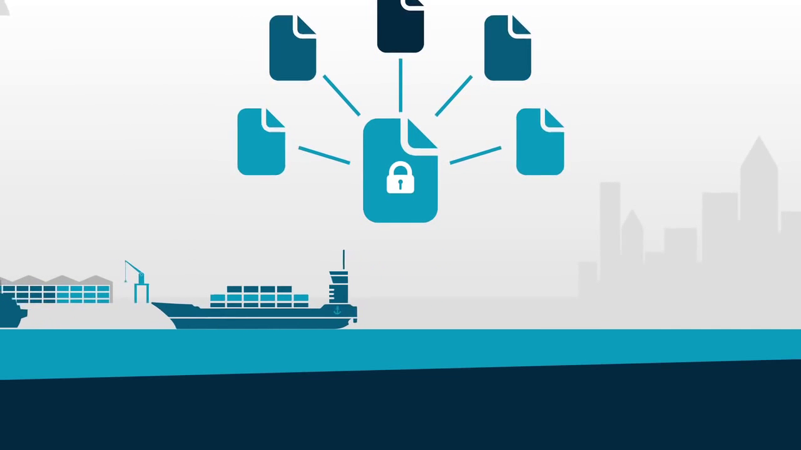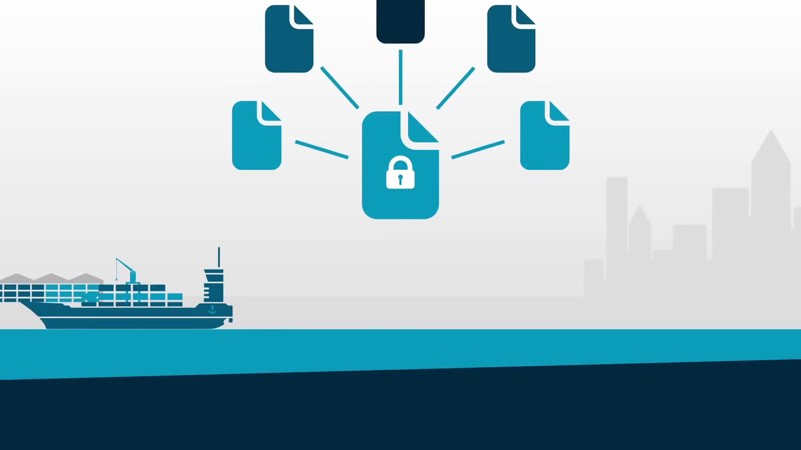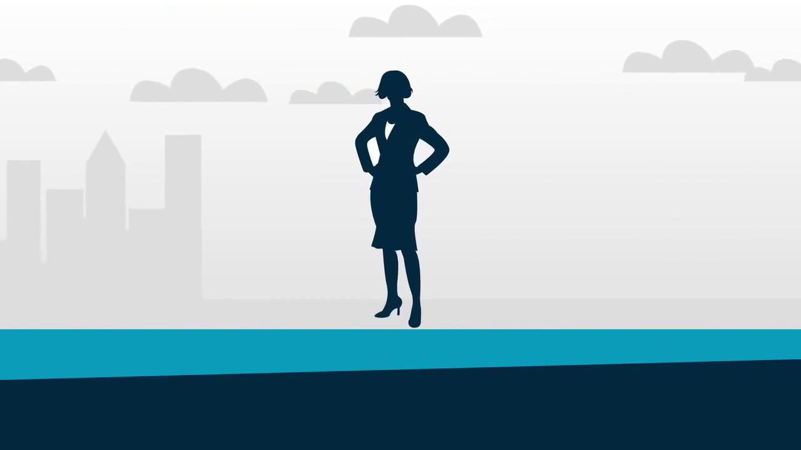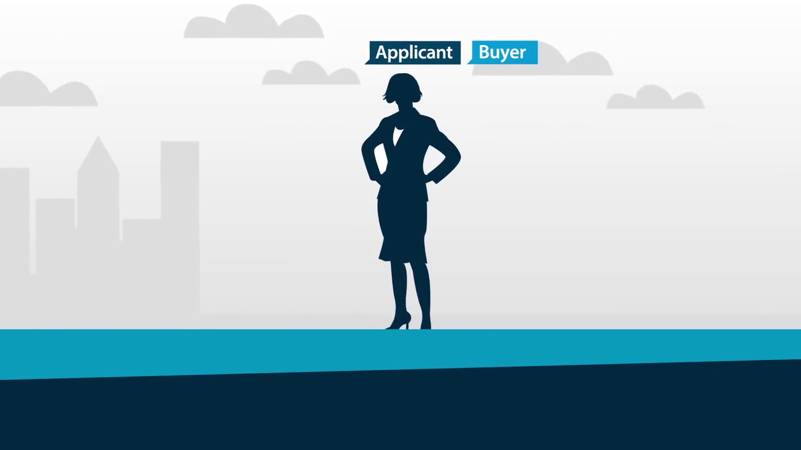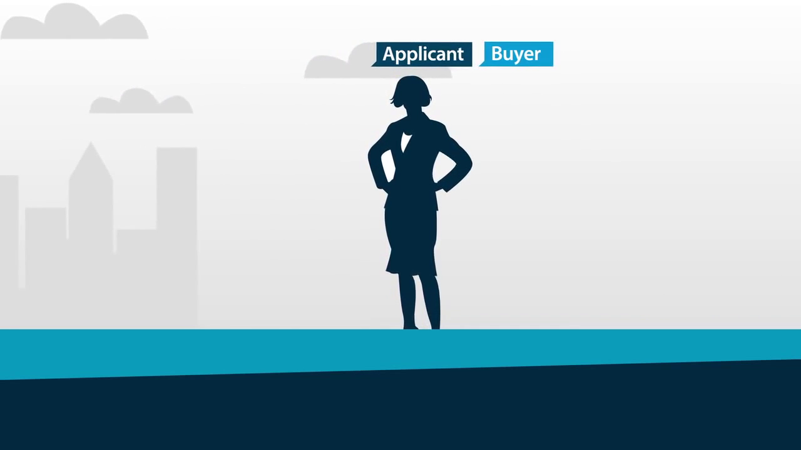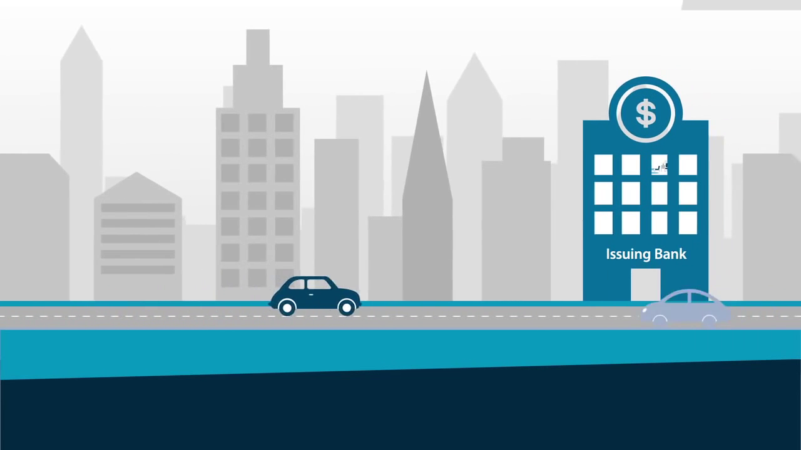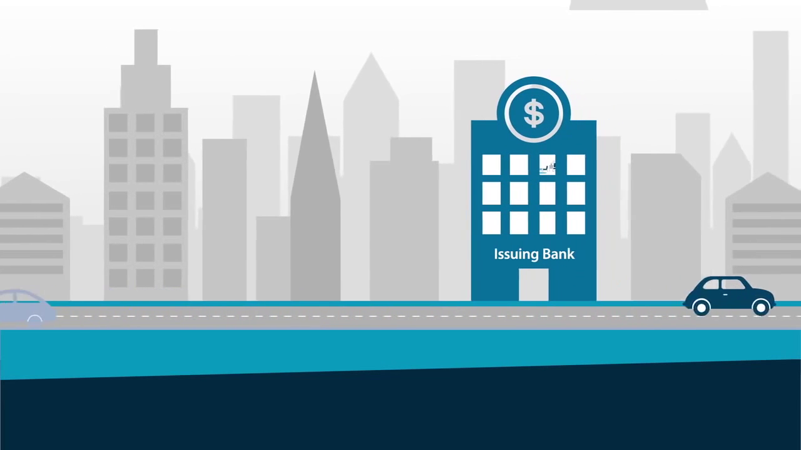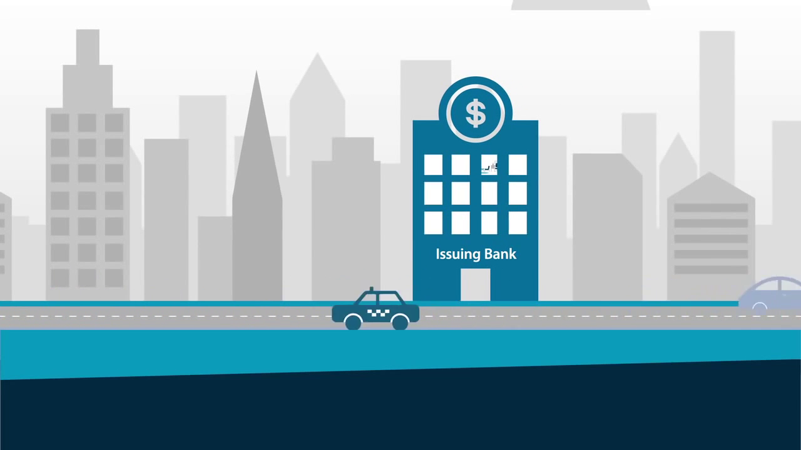There are at least three parties typically involved in a letter of credit transaction. The party buying the goods is referred to as the applicant. It is the applicant who requests their bank to issue a letter of credit in favour of the seller. The bank, which issues the letter of credit, is referred to as the issuing bank. It issues the letter of credit on behalf of its client, the applicant.